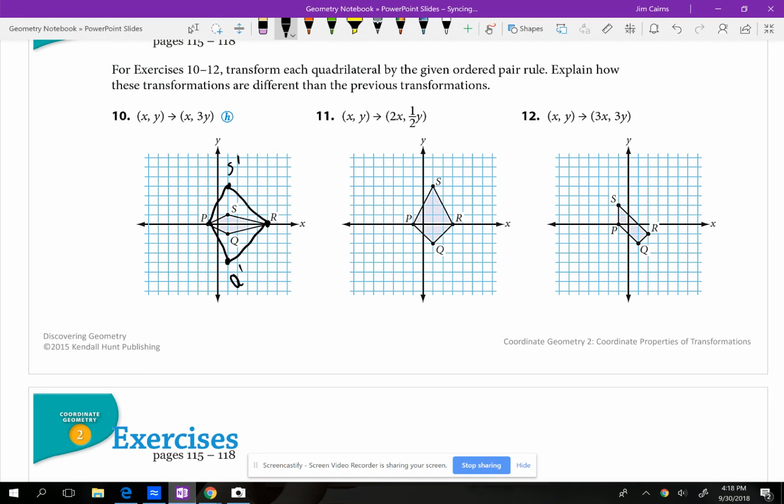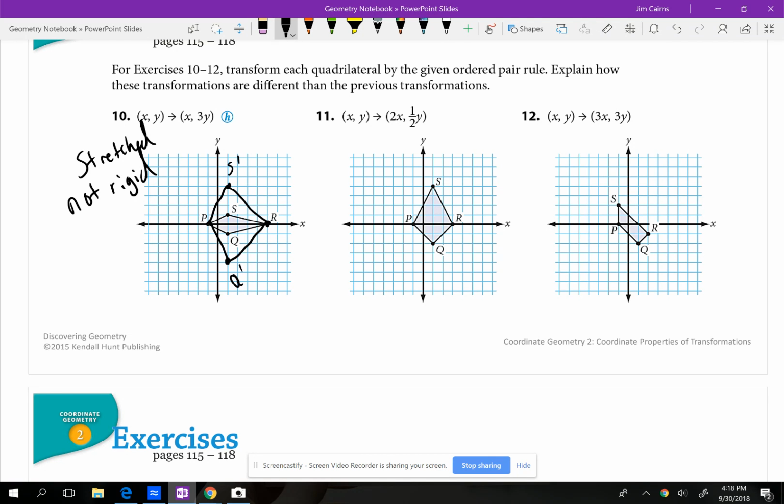So this got stretched. It's got stretched along the y-axis. And this is not rigid because it doesn't retain the same size and shape. It gets bigger and even gets a different shape.